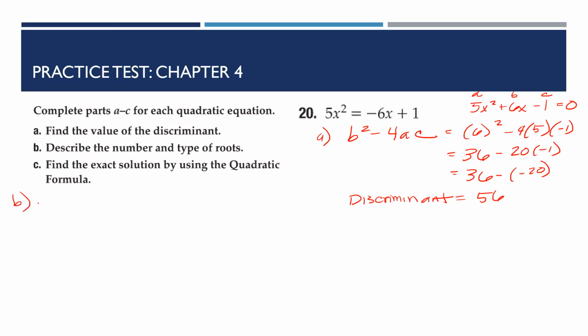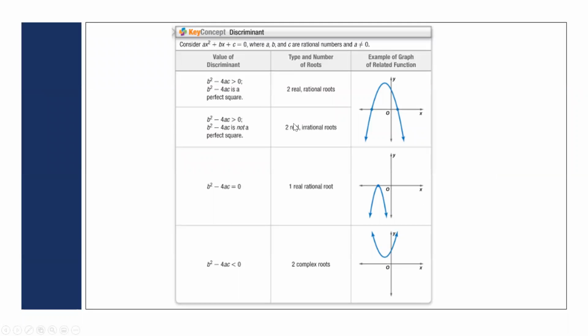Then part B says to describe the number and type of roots. Okay, so going back to this chart, this tells you the type and number of roots. So if your discriminant is greater than 0 and it's a perfect square, you have 2 real rational roots. Okay, if your discriminant is greater than 0 and it's not a perfect square, you'll have 2 real irrational roots, because they're not perfect squares. When you try to find the square root, you end up with a decimal that just keeps going. So those are irrational, right?